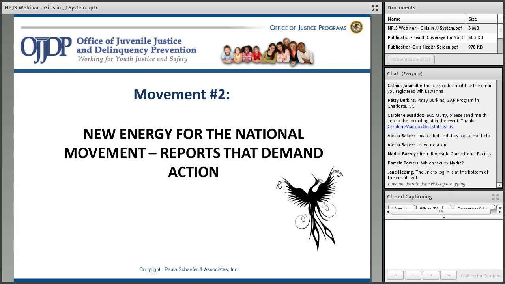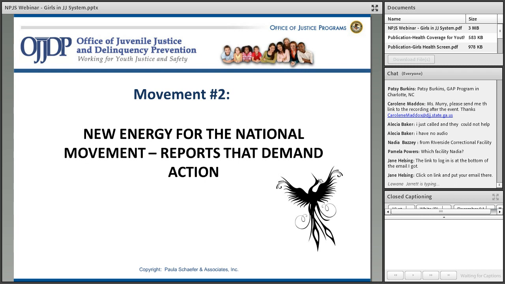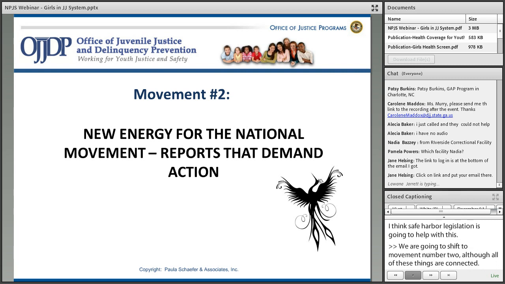All right, we're going to shift to movement number two, although all of these things are connected. I really do see new energy for the national movement. The three of us were talking about that with Ann earlier as well, that national organizations that have conferences, there was a period of time in the late 1990s and early 2000s where we did focus quite a bit on girls, and then that slowly went away for a variety of reasons: funding, competing interests, et cetera.